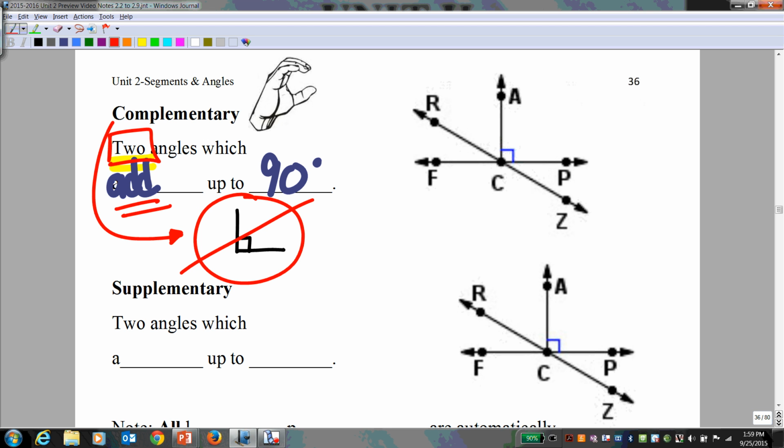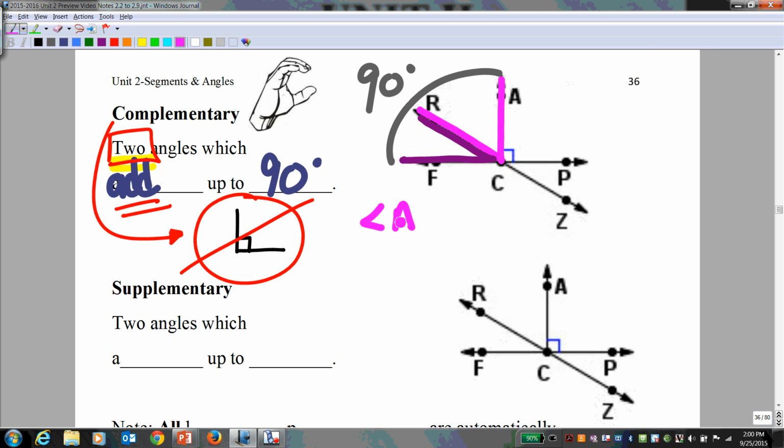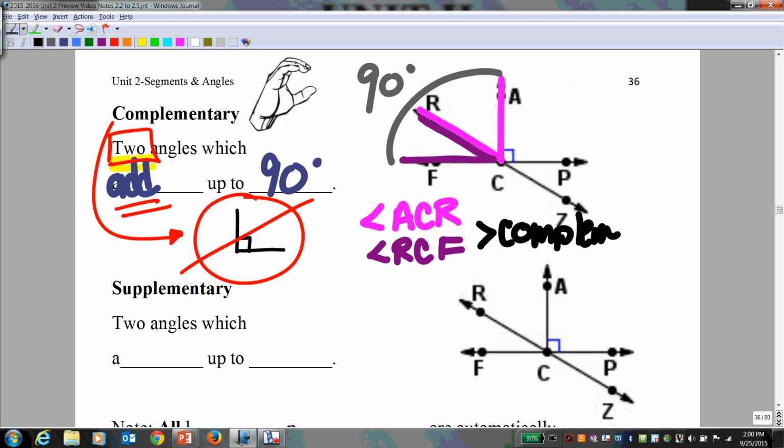Let me give you an example here. I'm going to use pink and purple. ACR, RCF. These add up to 90 degrees. So we would say that angle ACR and angle RCF are complementary to each other. Why? Because they add up to 90.